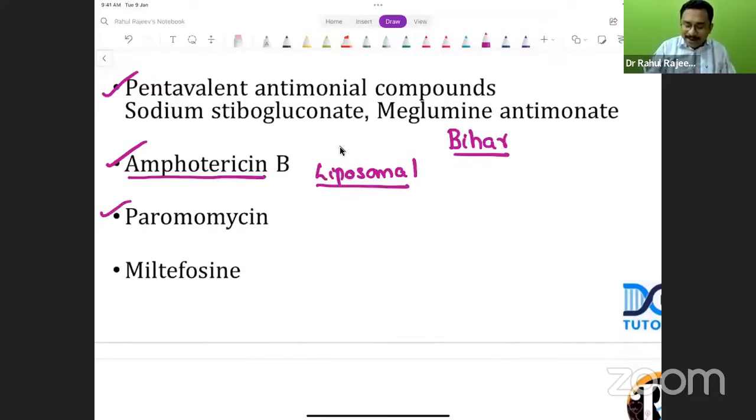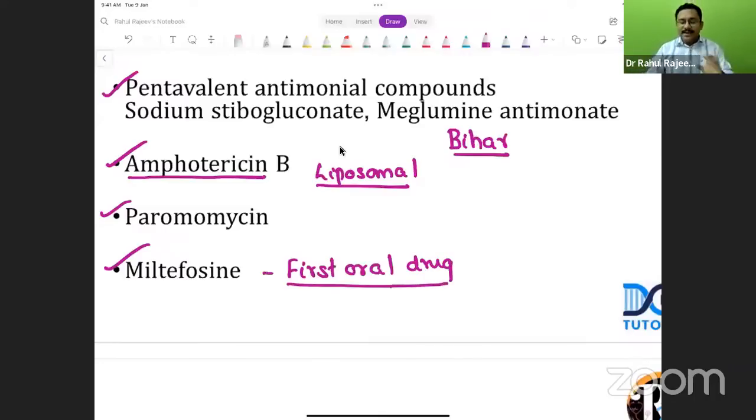And the next one is paromomycin, which is an aminoglycoside antibiotic, and also miltefosine. And there is an MCQ on miltefosine, which is the first oral drug approved for the treatment of leishmaniasis. The first oral drug for leishmaniasis is miltefosine.